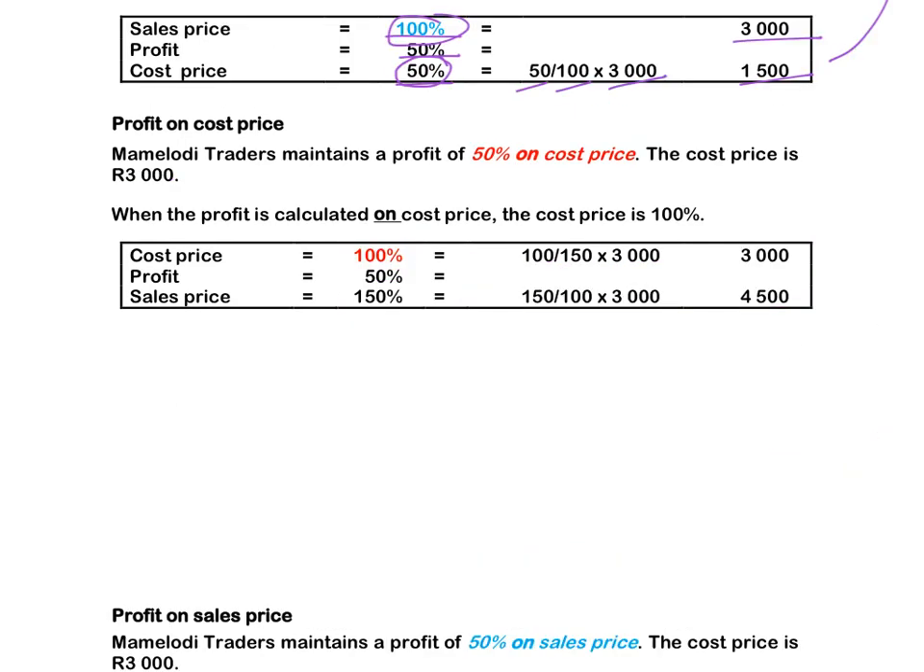In example 3, the profit is made on cost price. So the cost price is 100, profit 50, sales price 150. In this case, the cost price is given, not the sales price. So next to the word cost price, we will show that it is 3,000 Rand. And if we want to calculate the sales price, the percentage that we want, 150, divide by the 100 that we know, times 3,000, and that will give me 4,500. So the one that I want at the top, the one that I know at the bottom.